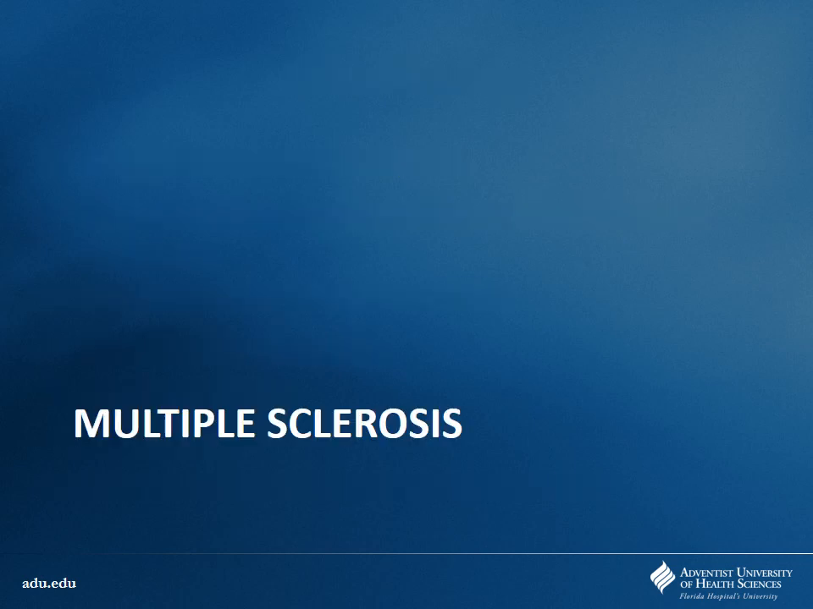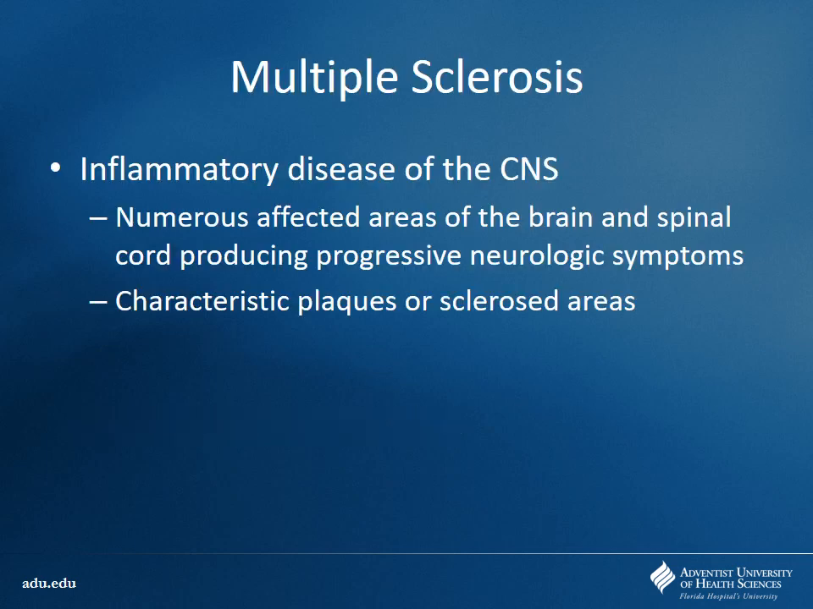Okay, so any questions on Parkinson's? Okay, so let's go on and talk about multiple sclerosis now. So what is multiple sclerosis? Besides hard to say. Demyelination of the neurons. Absolutely, that's perfect.